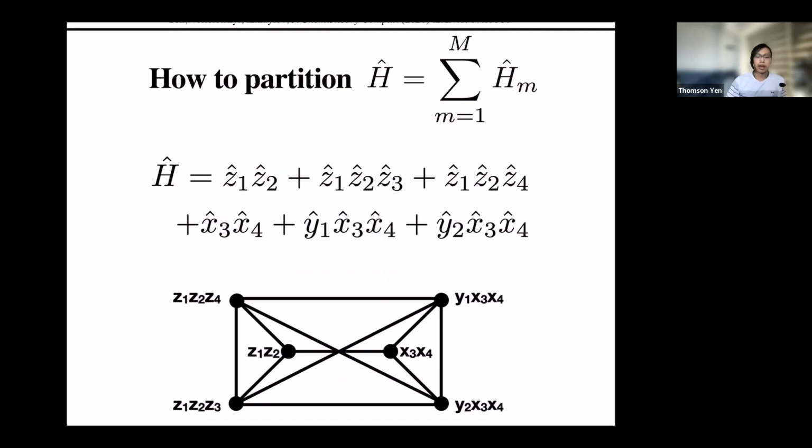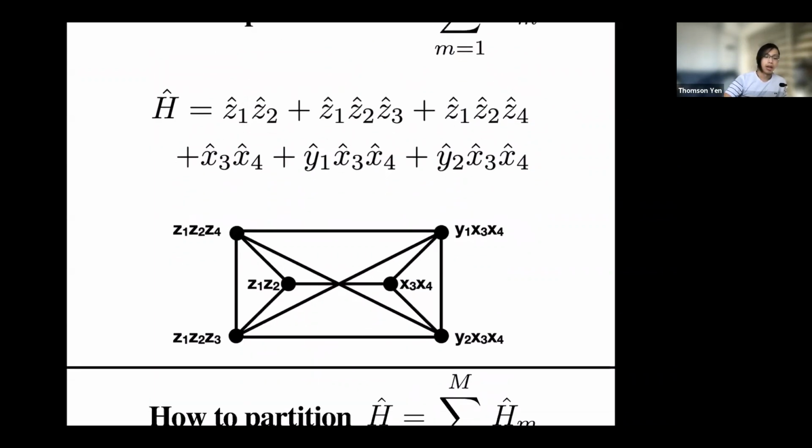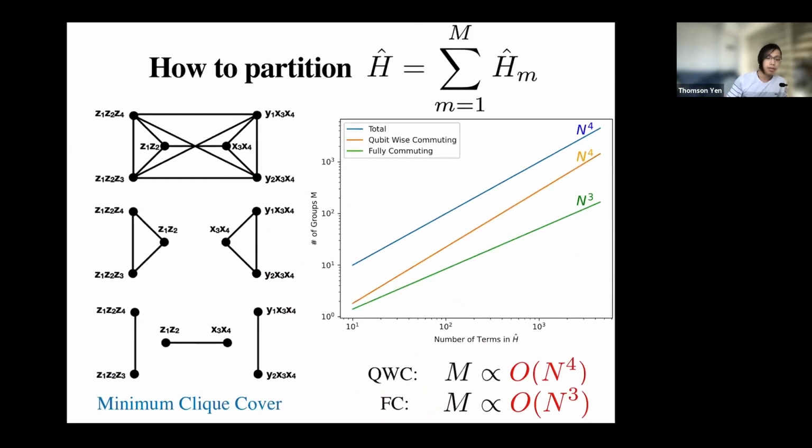So once you have that, the way to group the terms in your Hamiltonian into fully commuting fragments, H_m, is as follows. We use the same graph, and what we really want to find are these fully connected subgraphs. And because the edges represent commutation, a fully connected subgraph says all of these Pauli words commute or qubitwise commute. And this is what in graph theory is called a clique.